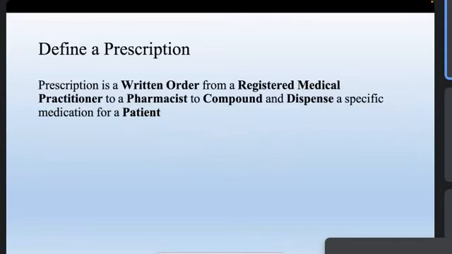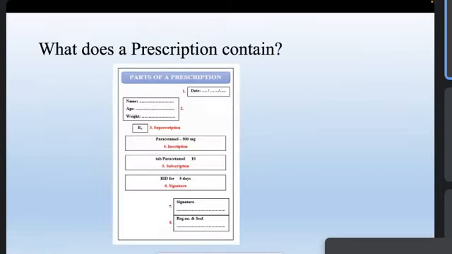We have 3-4 terms which we need to remember: written order, or for that matter now a digital order, or just a printed form, then registered medical practitioner, pharmacist, and patient. These are the terms that we have to remember. Next one, what does a prescription contain? We have all seen what a prescription is, right?